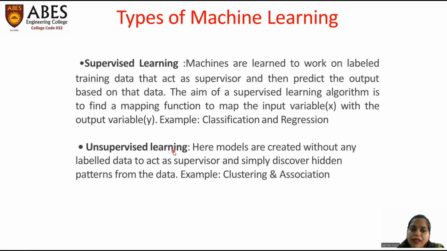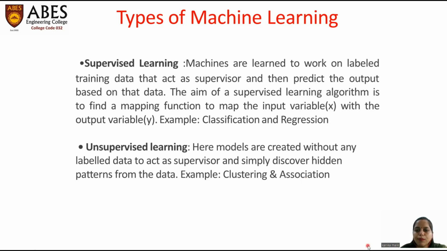Then the second type of learning would be unsupervised. Again, as the name is showing, here there would be no supervisor. That's why it is known as unsupervised. So models are created without any labeled data to act as supervisor and simply discover hidden patterns from the data. The basic examples would be clustering and association techniques. In detail, I will explain through the figure.